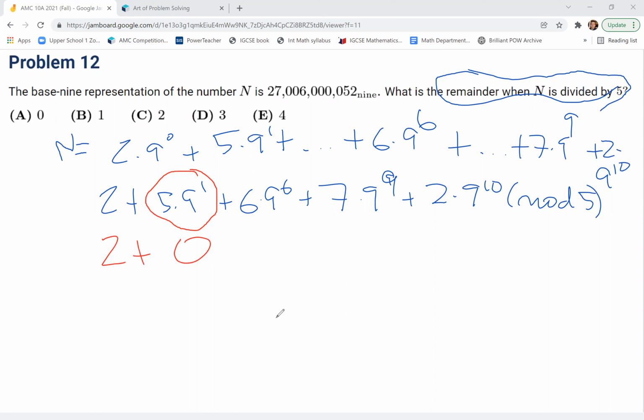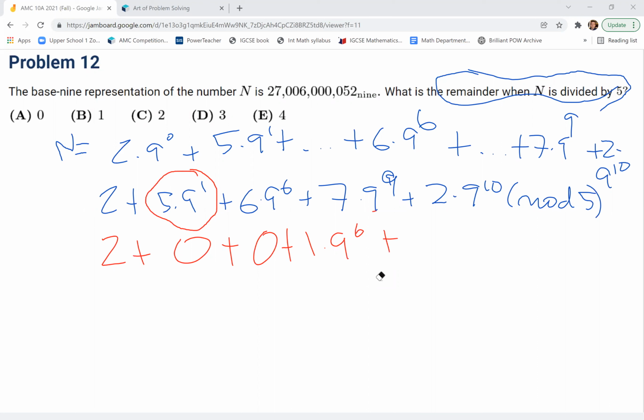So we can just turn that into a 0. Now, this 6 times 9 to the 6, right? Well, let's think about it. Is there another way we can write that? Can we think of 6 times 9 to the 6 as being 5 times 9 to the 6 plus 1 times 9 to the 6, right? And again, we know this is divisible by 5, which means it's 0, right? So we can just write 0 plus 1 times 9 to the 6, right?